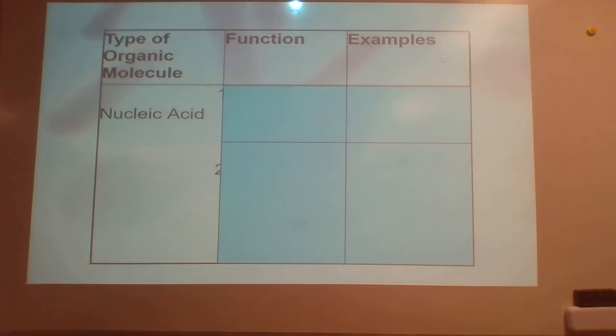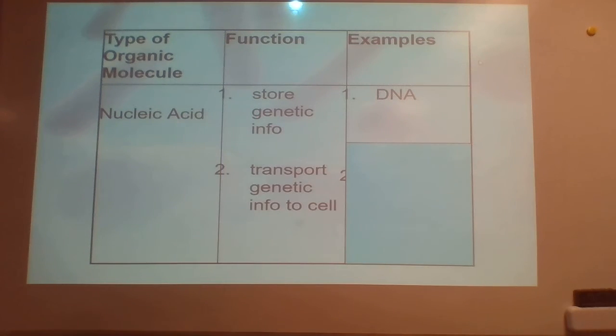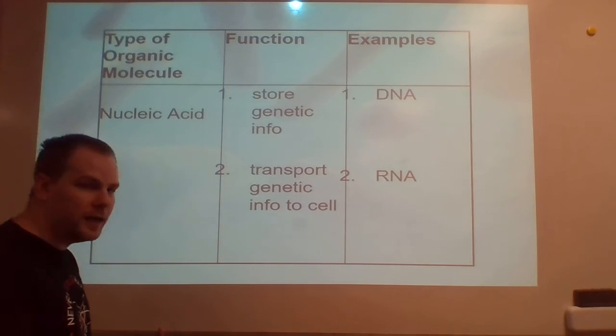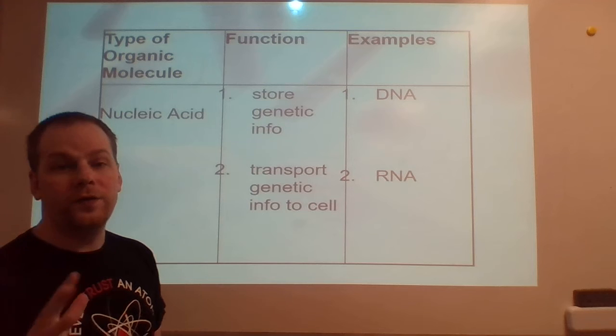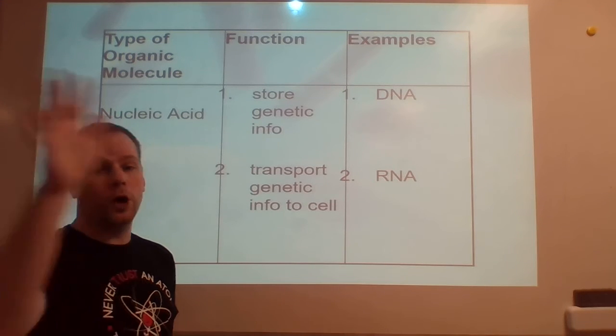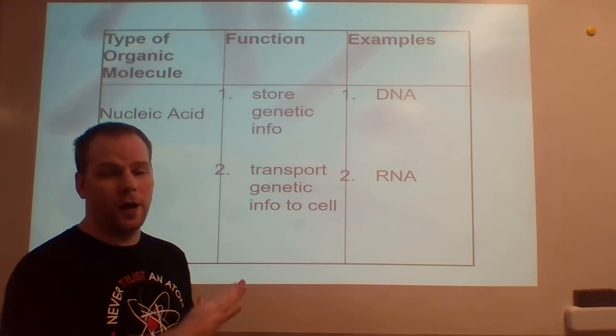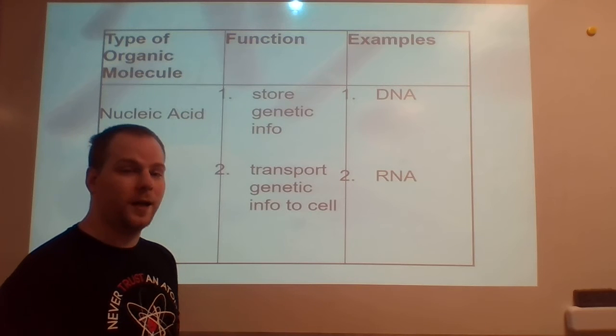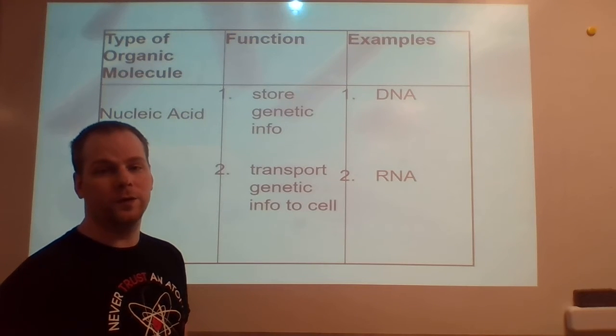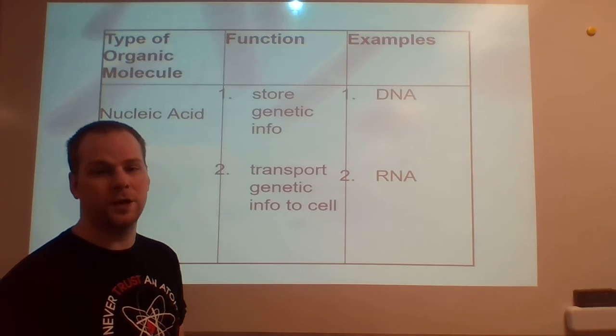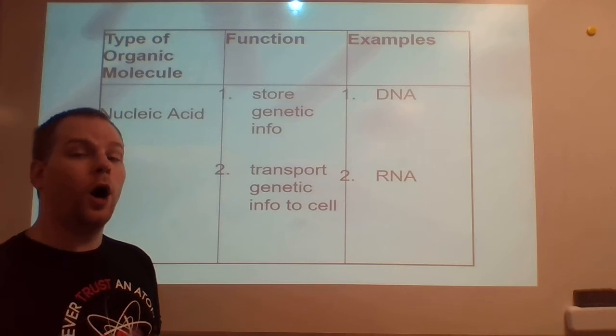Next, we have our nucleic acids. My mouse is just not keeping up with me today. There we go. There are two kinds of nucleic acids. Those are DNA and RNA. DNA is genetic information. You should all know that already. Deoxyribonucleic acid, DNA, is your genetic information. It's your chromosomes inside the nucleus.